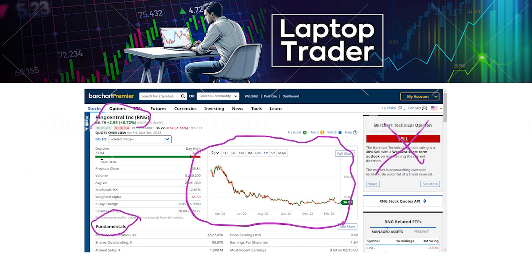This is on barchart.com. So it's just the same information, basically. It's just laid out a little bit different, and it just depends on what you prefer. So there you can see the name of the company, the price, you can see some basic fundamental information, and you can see a real quick 1 year chart of RingCentral.